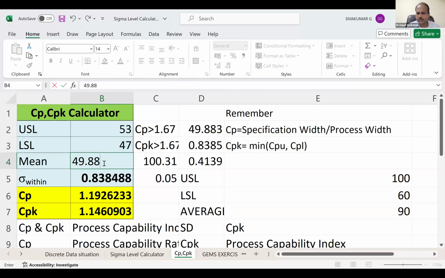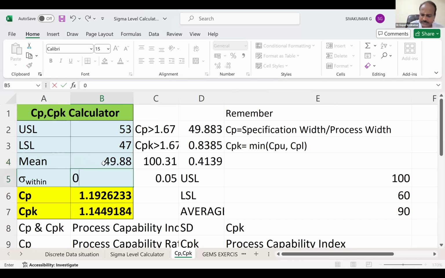49.88. Tell me, is it closer to the target? Very close. Yes. You should be happy about the place where your process is operating. Your target is 50 and your process is very close to it. Please be happy about it.